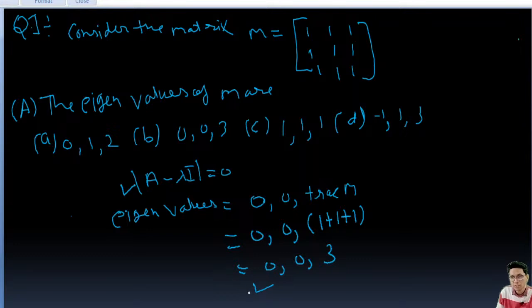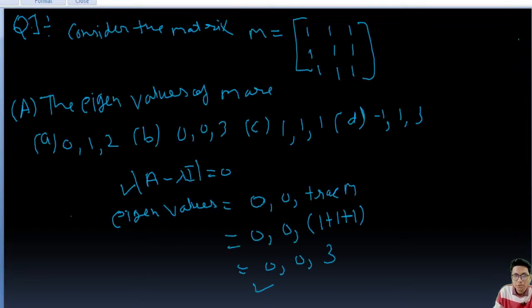But this is a trick you need to memorize, because in the examination the trick will help you solve the question quickly. This question has a second part. For the first part, option B is correct.